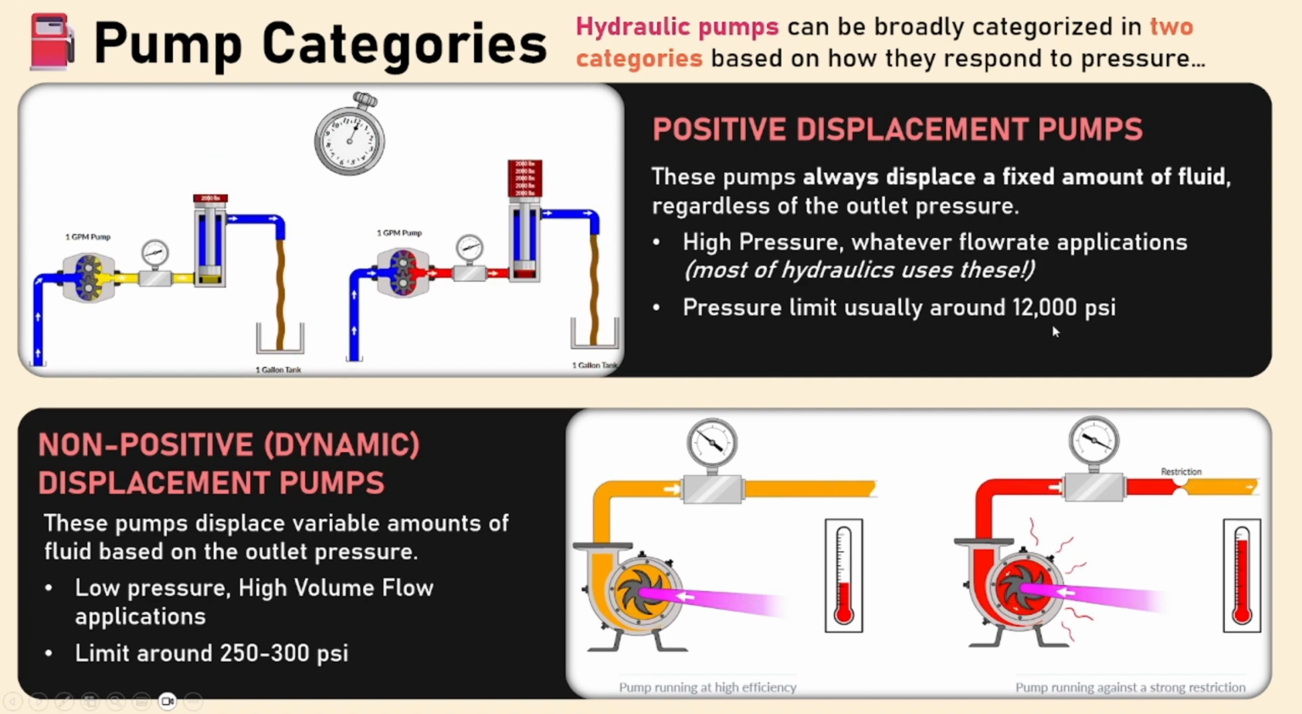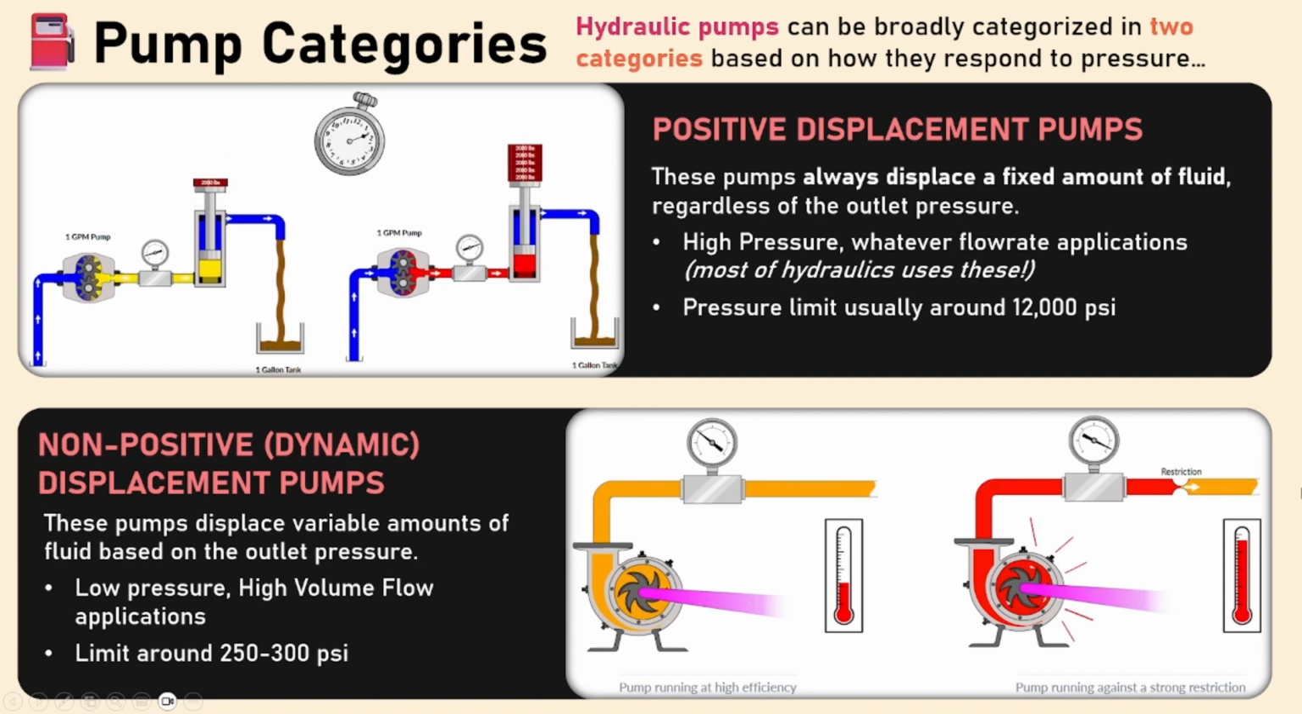Note that the pressure limit here is usually around 12,000 psi, although there are specialized pumps that can go beyond that. Non-positive or dynamic displacement pumps will pump a variable amount of fluid depending on the outlet pressure. So again, looking at our little figure here, notice we have one system where the pressure is low, and then another system where the pressure is high because we've introduced a restriction. We can see that for our dynamic displacement pump here, we are pumping a certain flow, and it's just flowing through our system normally, but when we introduce pressure, illustrated right here on the right, we can see the temperature of our pump goes up, becomes overstressed, and the flow slows down. Notice the arrow is moving slower.